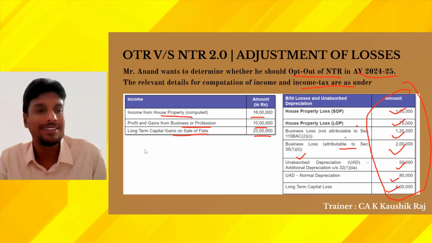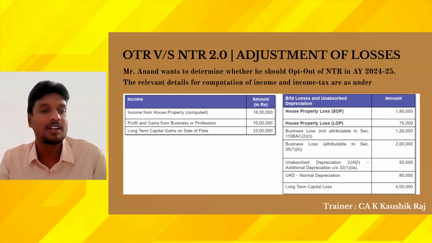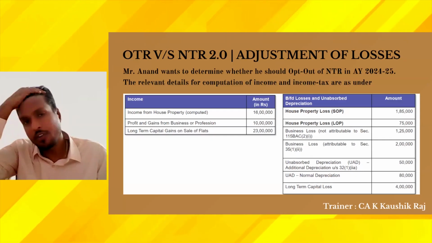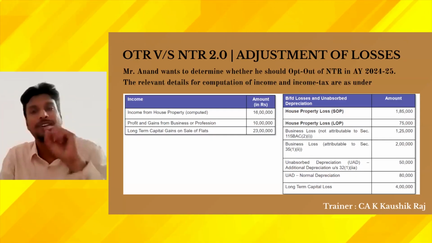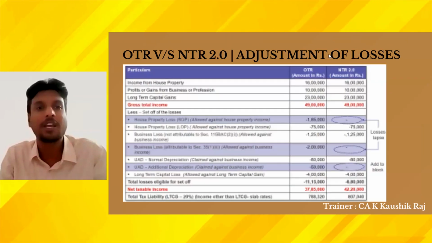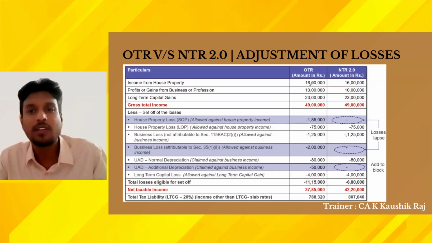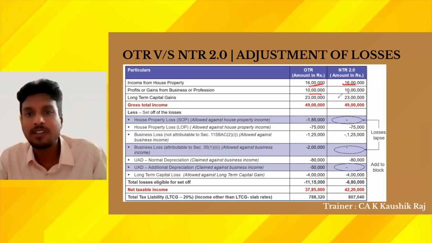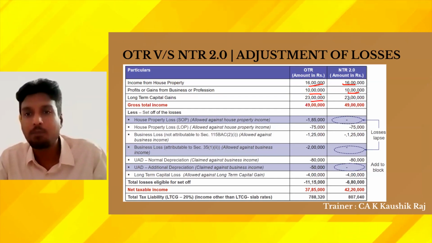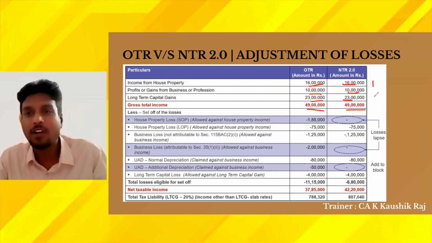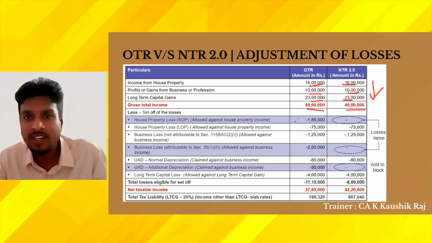Let us quickly see in terms of the provisions that are allowed in terms of old tax regime and new tax regime. So should he opt out of new tax regime or should he continue under new tax regime? Because under financial year 23-24, new tax regime will become the default. Now, if you see here, income from house property is 16 lakh, both the places same. Profits and gain from business or profession, 10 lakh, both the places same. Long-term capital gain, 23 lakh, both the places same. Now, gross total income, 49 lakh. When you add all these three, you will get 49 lakh under both the regimes.